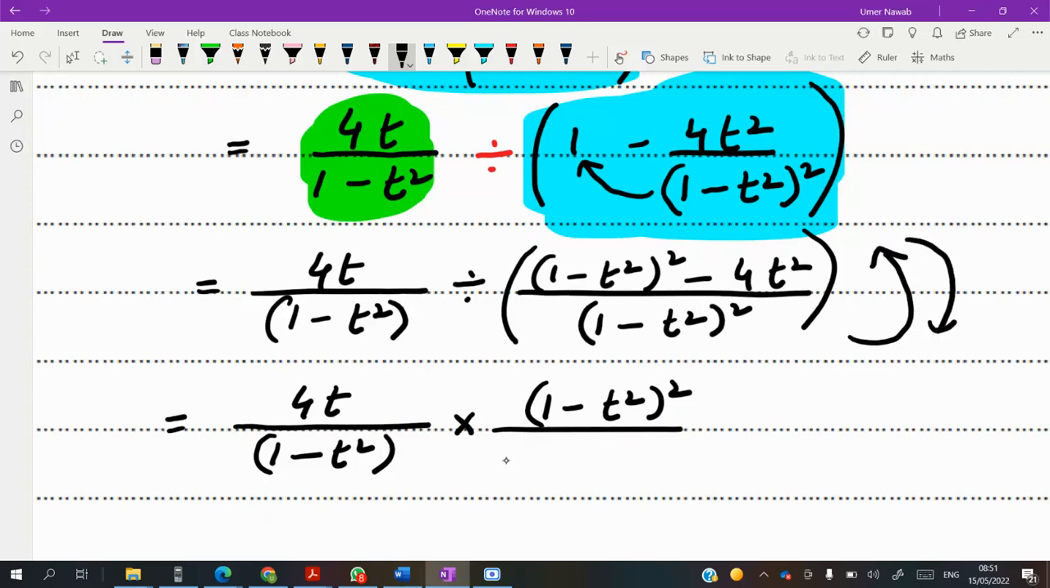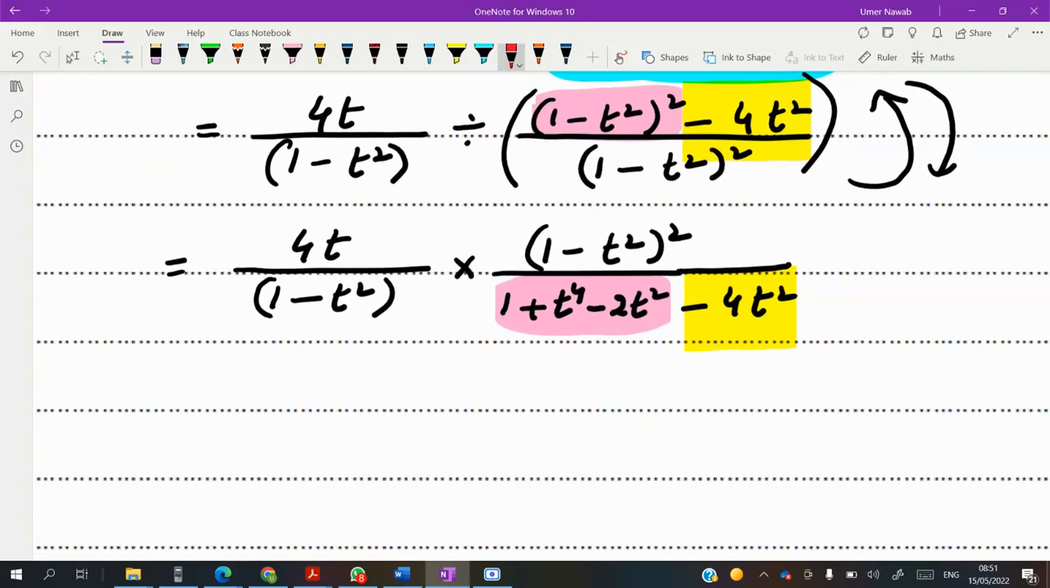Can I expand the bracket? So 1 plus t power 4 minus 2t squared comes to me. I'm expanding the bracket, so minus 4t squared. And in this, minus 4t squared came as it is. And also 1 minus t squared whole squared is expanded as this. I'm ready to cancel. This whole bracket will be cancelled with one of the brackets here. So I cancel the 2. Now let me see what the final thing comes to.